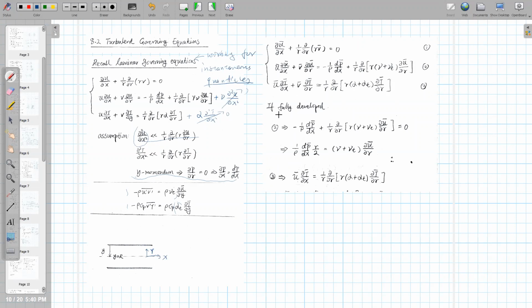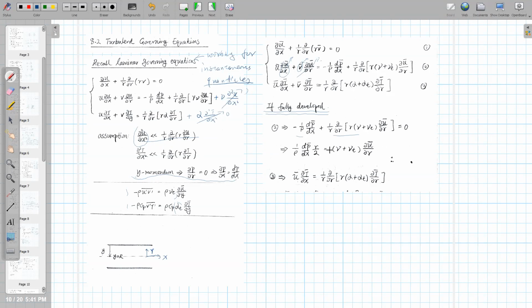If we consider fully developed cases, if the flow is fully developed, you can consider that du/dx will go to 0. The u velocity is only a function of r, and also the v velocity becomes 0, because there's no velocity in the r direction. So basically all convective terms are gone. For fully developed flow, for this equation you can simply write that the pressure drop is equal to the viscous term.